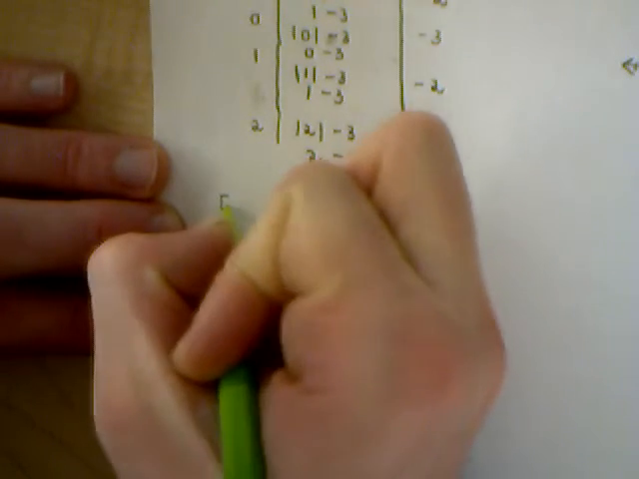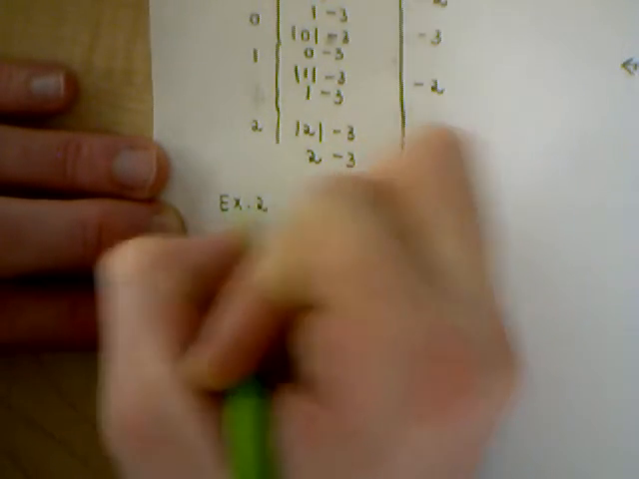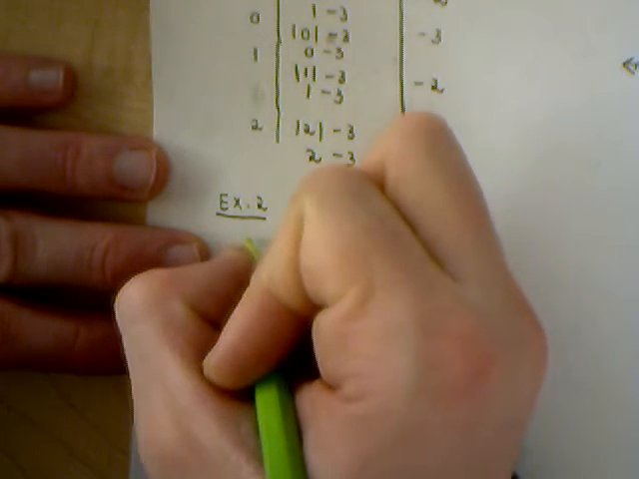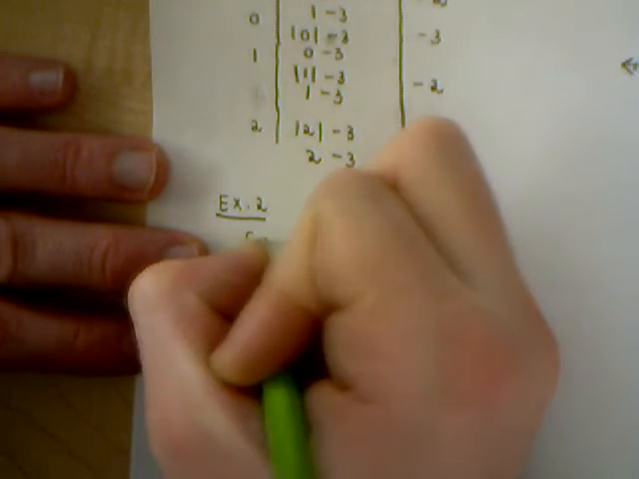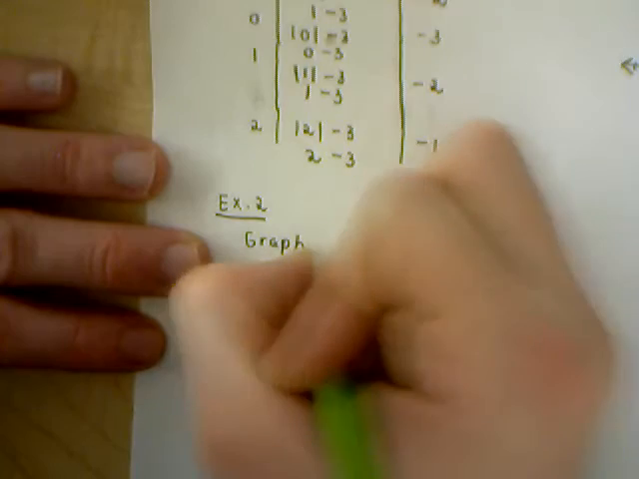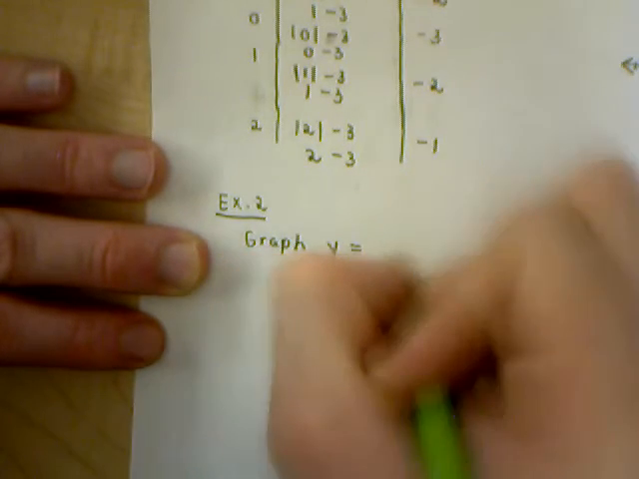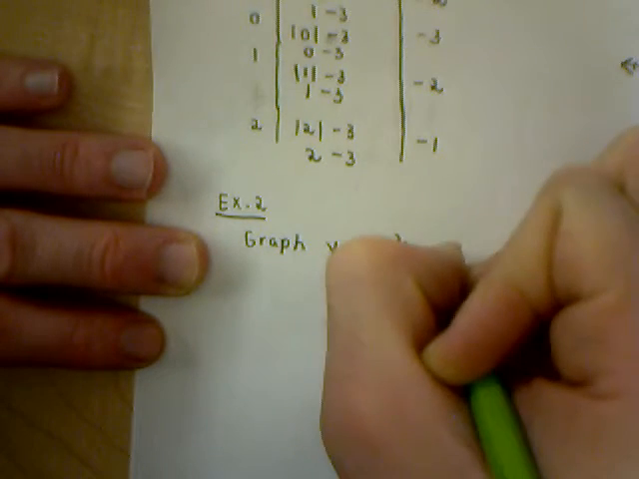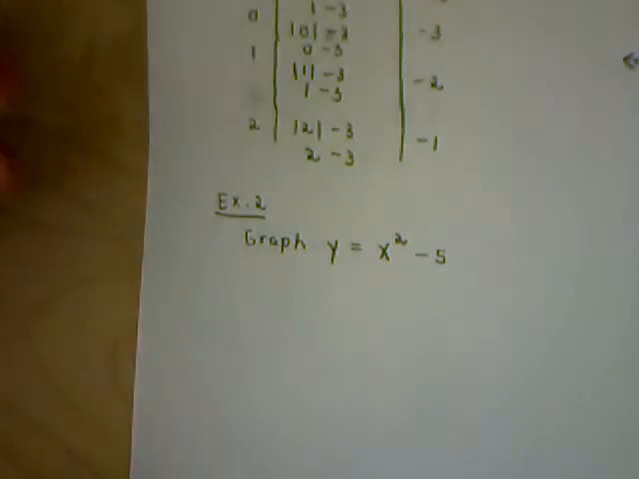All right, so example 2. This is one of my favorite ones because a lot of students tend to make mistakes when they plug in the values here, so make sure that you're not making that mistake. Graph y equals x squared minus 5.